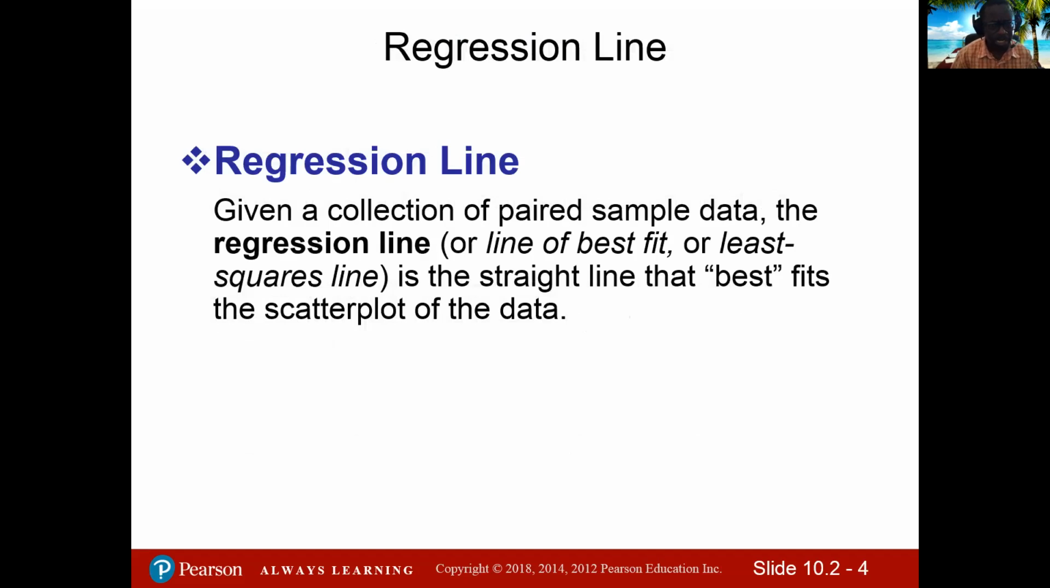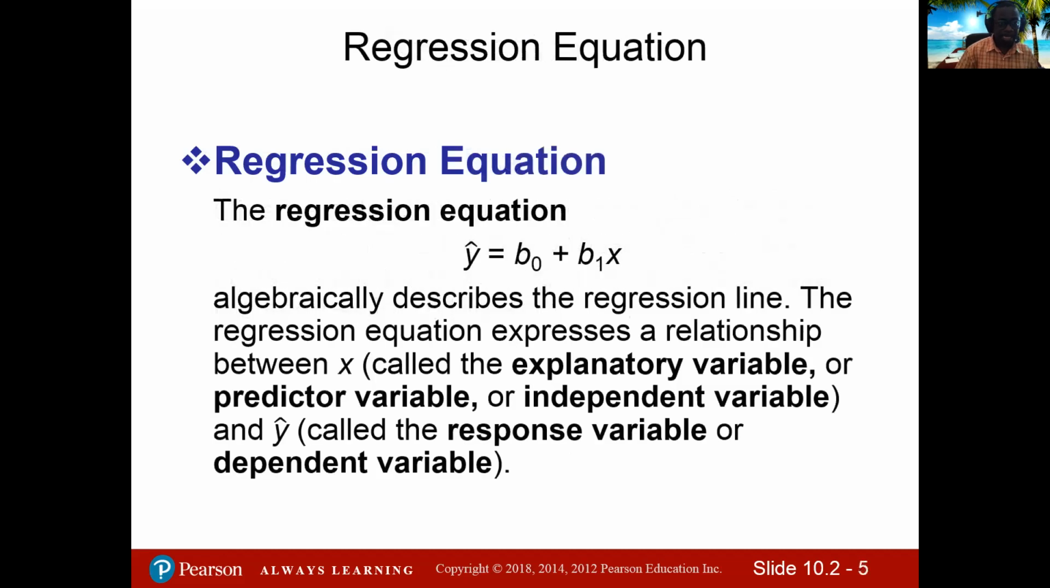So the regression line is given a collection of paired sample data. Sometimes we call it the line of best fit or the least squares line. It is a straight line that best fits the scatter plot of your data, and it is of the form y hat equals the equation of a line, mx plus b.